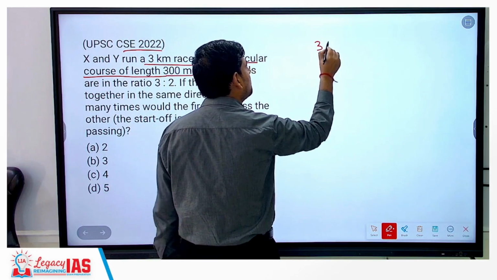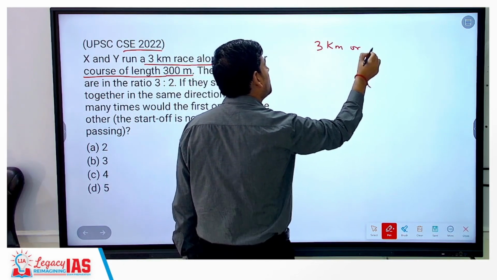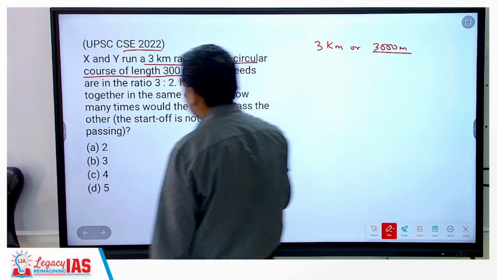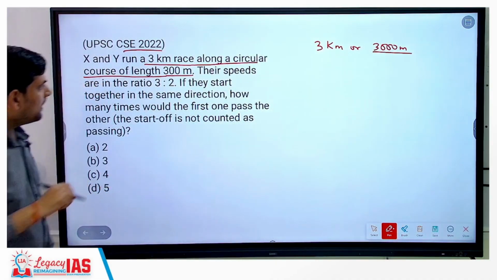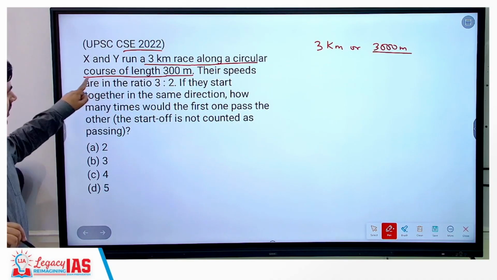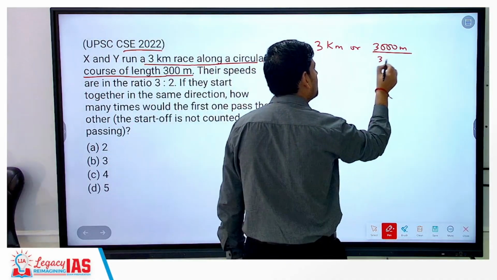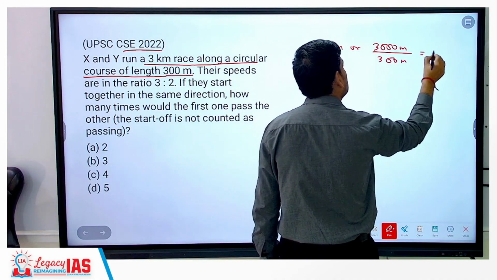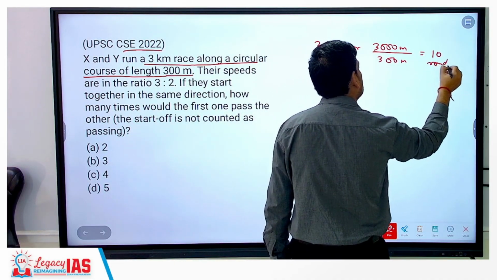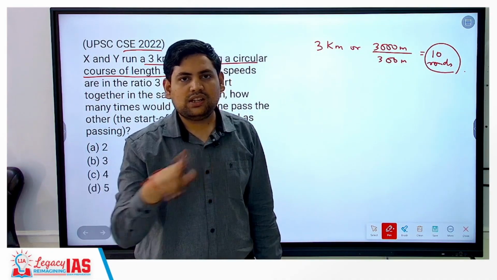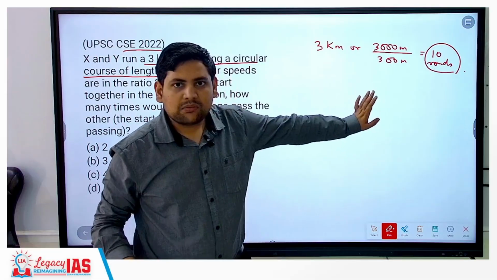Okay, now what is the length of the total race? Total length of the race is 3 kilometers or 3000 meters. This is the total race. Now the course length is only 300 meters. That means to complete this entire race, they have to cover 10 rounds of that same track.